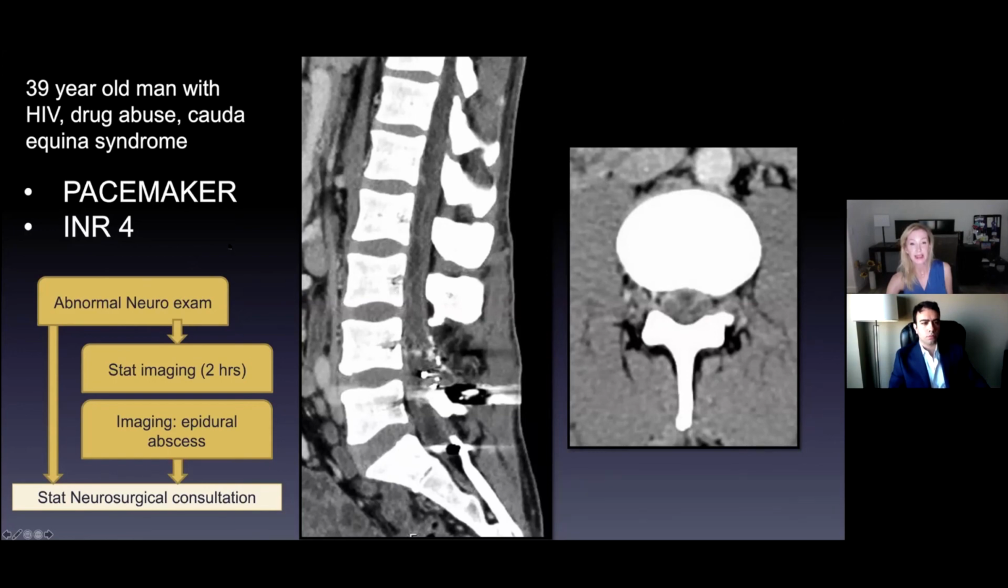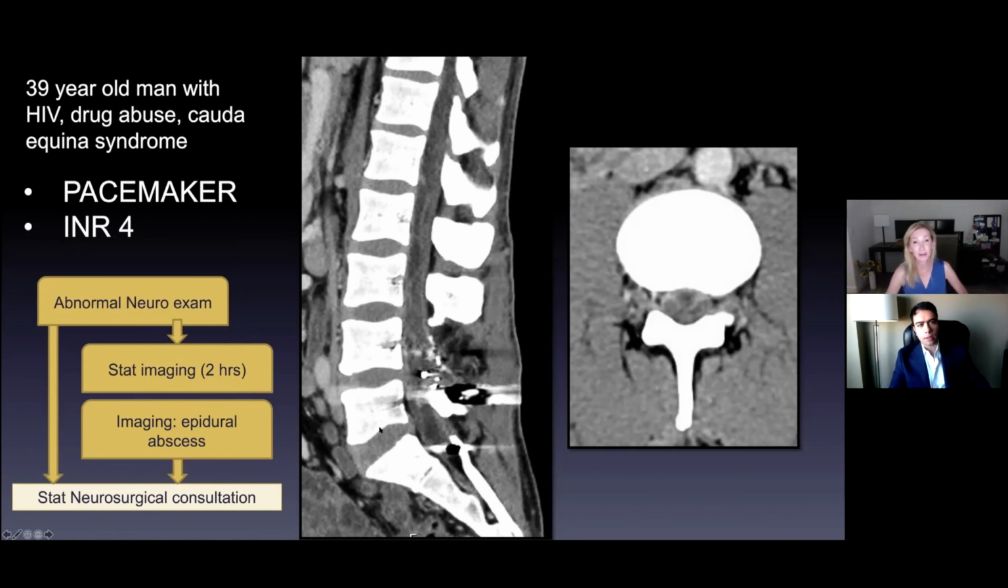So the next thing they did was their comprehensive neuro exam. This person had a neuro deficit. So they went down the arm of that algorithm where they got the expedited imaging, which ended up being a CT, and then they got the neurosurgical consultation at the same time because that imaging was abnormal and showed an epidural abscess. Do you have anything to add to this one? I'll let you say what you would do with this one.